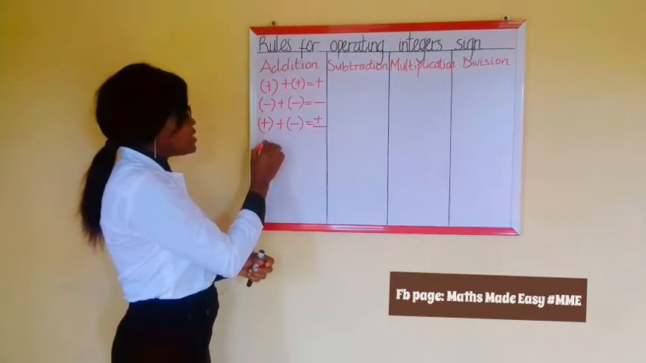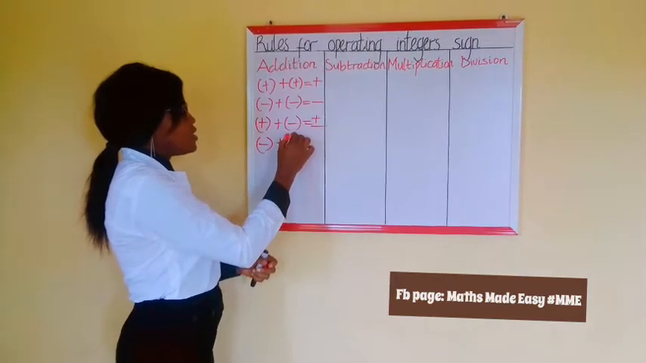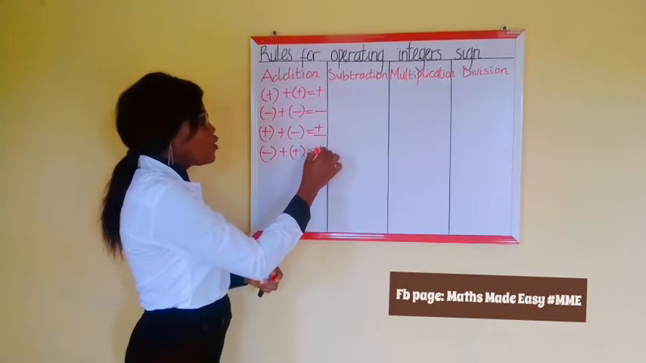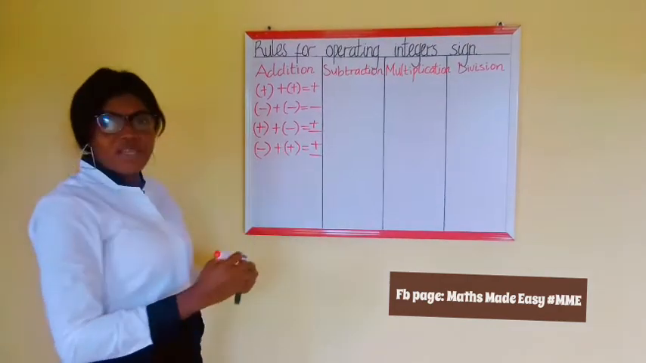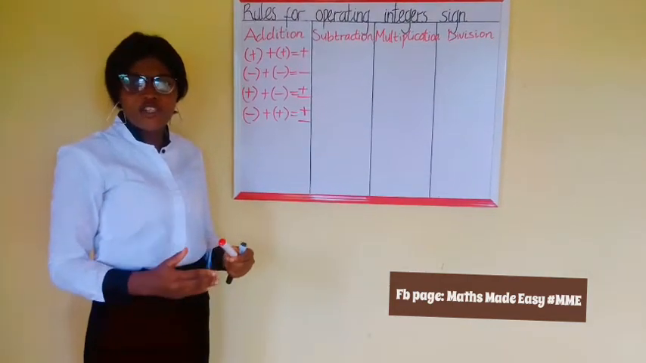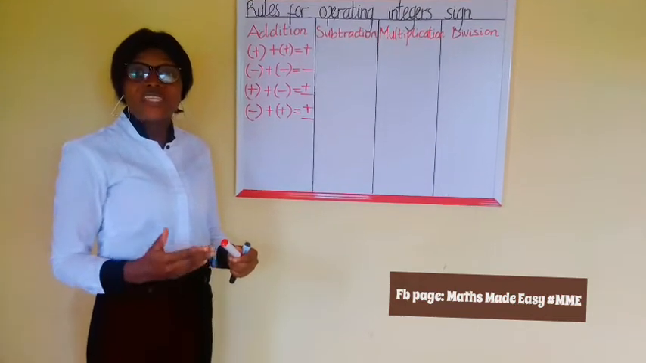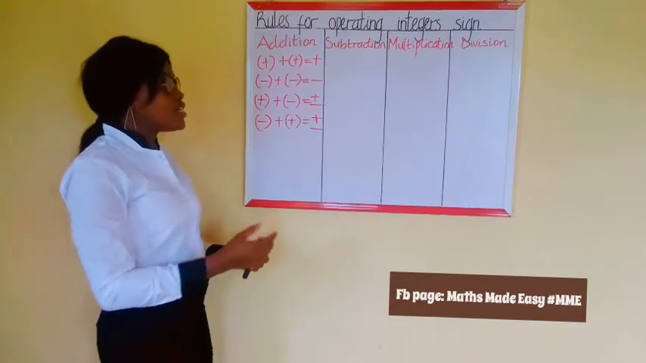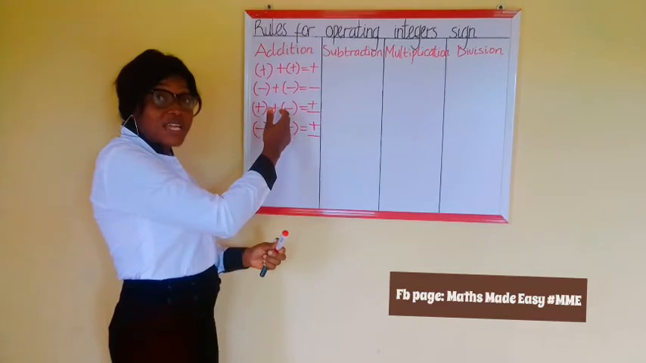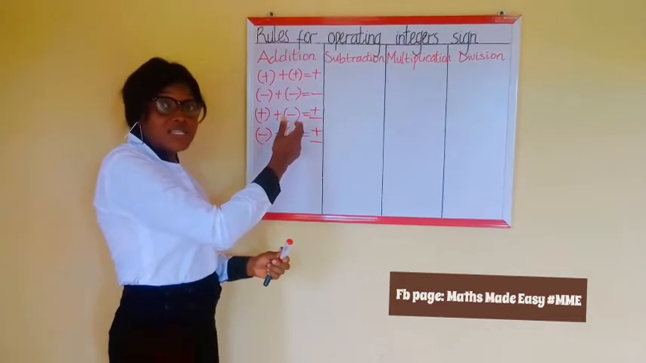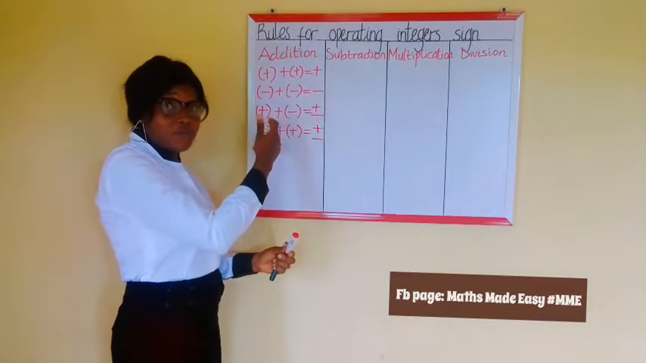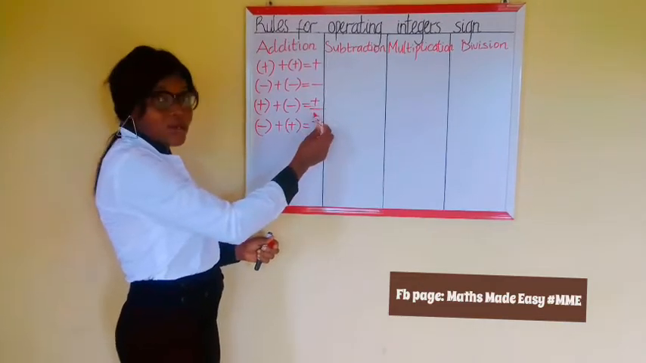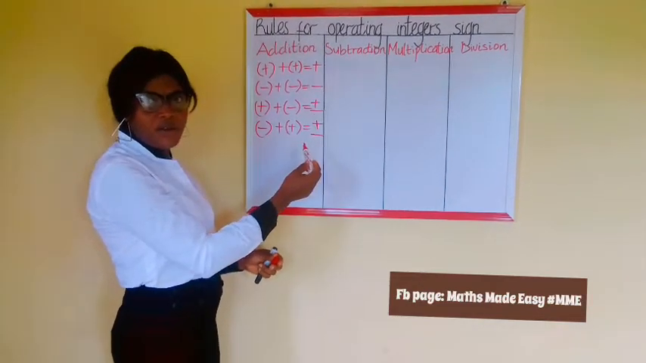When you have a negative number plus a positive number, it will also give you a positive answer or a negative answer. Why do we have it this way? In the case of addition and even subtraction, we take the sign of the bigger integer. So when the bigger integer is negative, it will take the sign and the answer will be negative. But when the bigger integer is positive, your answer will be positive. That is why we have plus or minus here.